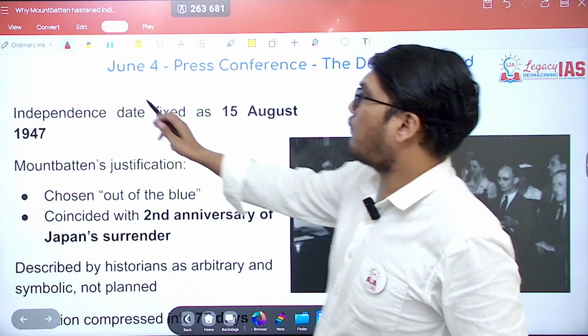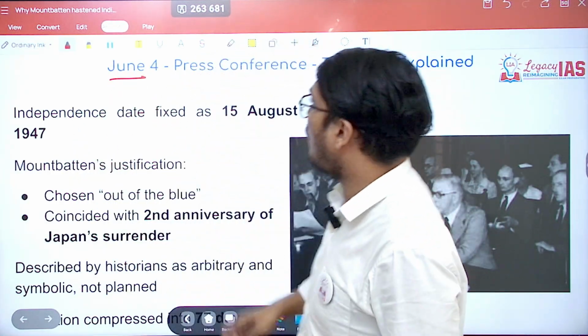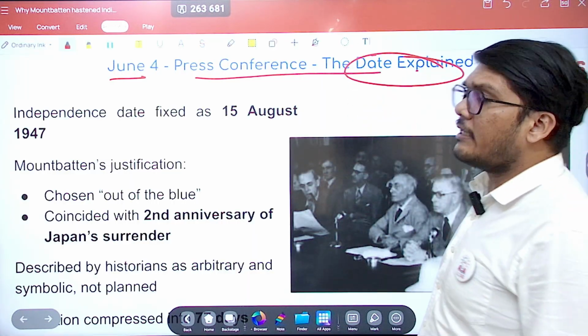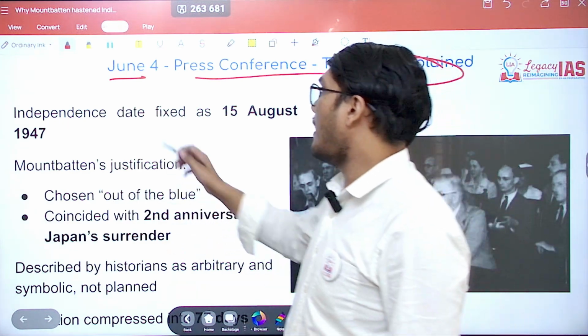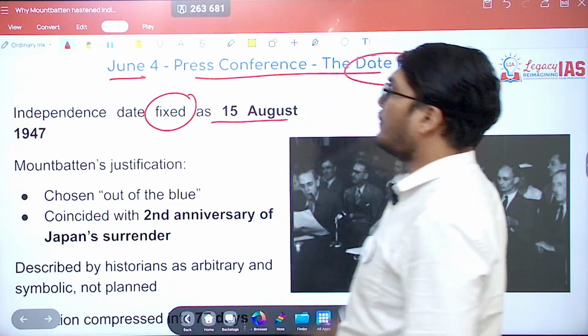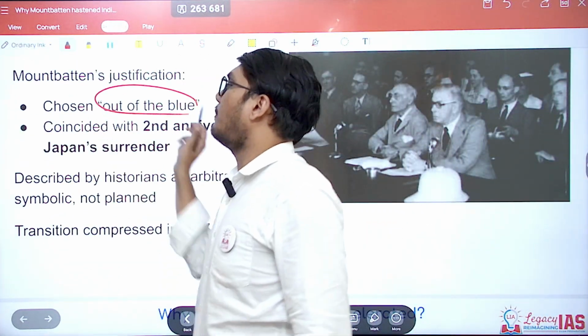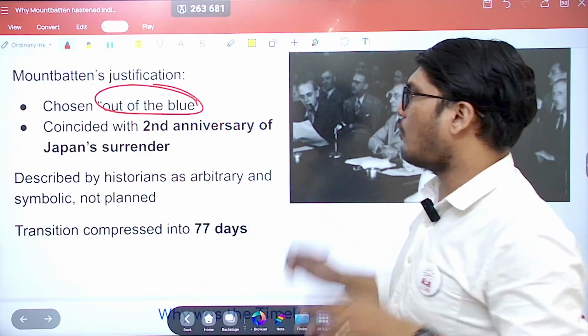Then what happened on 4th June? Subsequent to the declaration on the All India Radio, there was a press conference to explain the date. The independence date was then mentioned and fixed as 15th of August. The justification was chosen out of the blue, never thought of, just chosen out of the blue.